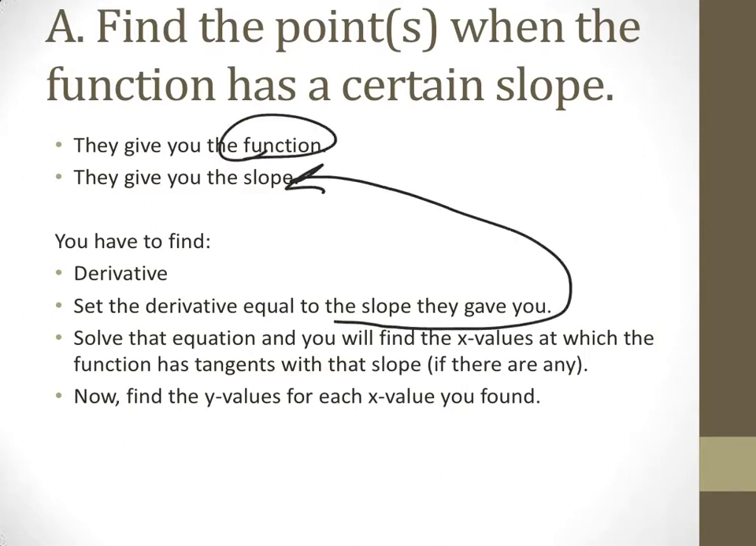So you're going to take the function, take the derivative, then take that derivative and set it equal to that slope. When you do that, you get an equation that you're going to solve, and when you're done, you'll have x values. Now, it could be that you get a solution that says like 0 equals 4 or something where there is no solution, so that means there are no points at which it has a certain slope. But once you do find x values, then you have to go find y values because they're asking you for the points.